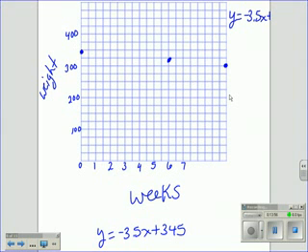So your homework this evening is to look at the jet ski problem and determine what type of relationship they are. Write your equations to represent the relationship, the linear relationship between the number of hours you're renting the jet ski and how much it costs, and to graph those relationships and answer the questions that go with it.